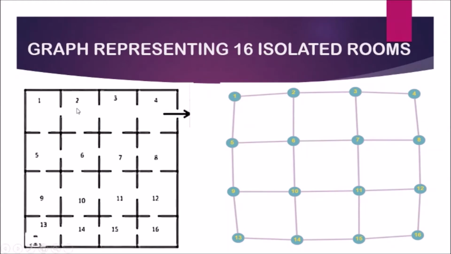You can see from room number 1 we can go to room number 2 and room number 5. So in the graphical representation, vertex 1 is adjacent to vertex 2 and vertex 5. Similarly, from room number 6 one can go to rooms 2, 5, 7 and 10. So vertex 6 is adjacent to vertices 2, 5, 7 and 10.